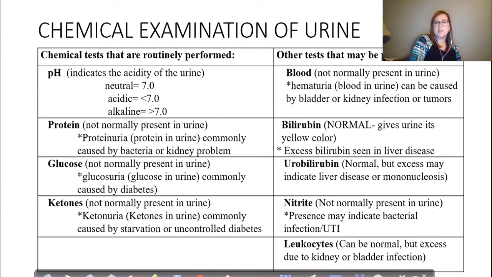Nitrite is not normally present. Usually we see that in some type of UTI or bacterial infection. Leukocytes can be normal just because that can be part of our normal flora, but in excess can be due to a kidney or bladder infection.